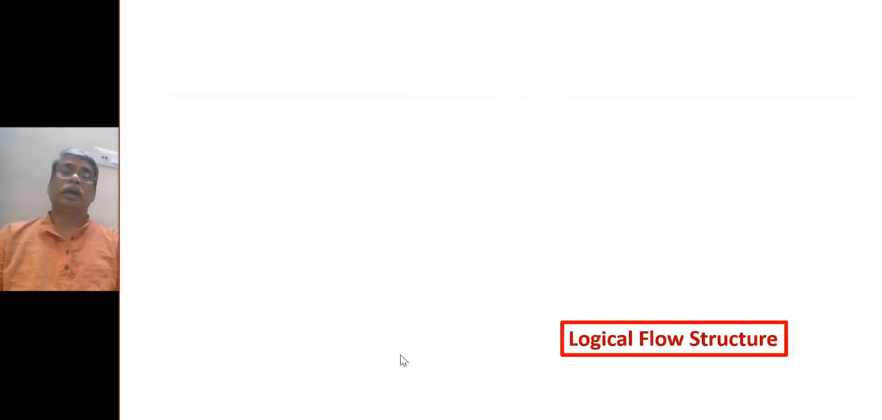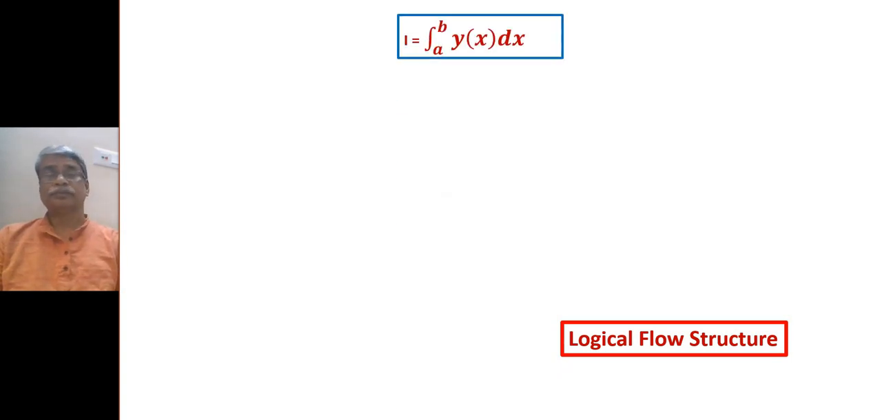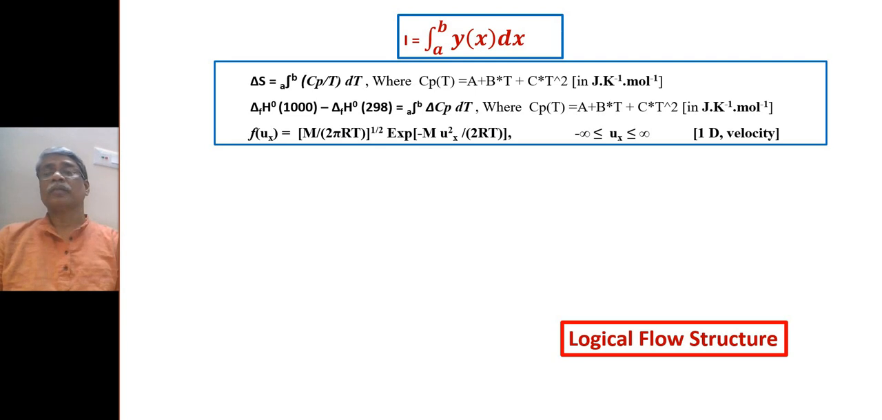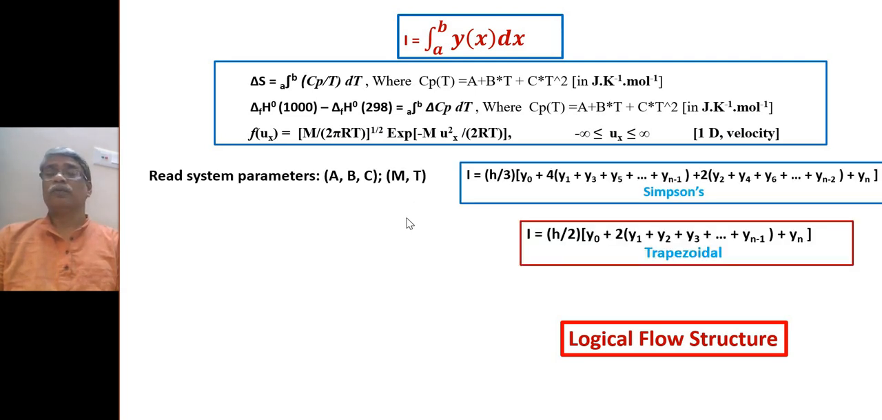And then let us go for the logical flow of the program. So we'll be showing the delta S calculation, delta H calculation for formation for the ammonia reaction, and then we'll be using a 1-dimensional distribution function. We have already shown the results, but we'll run 1 or 2 programs, and before that let us quickly see the logical flow.